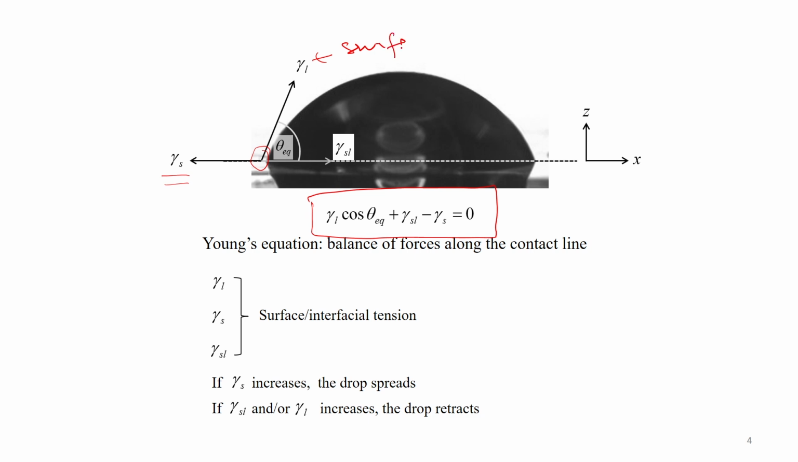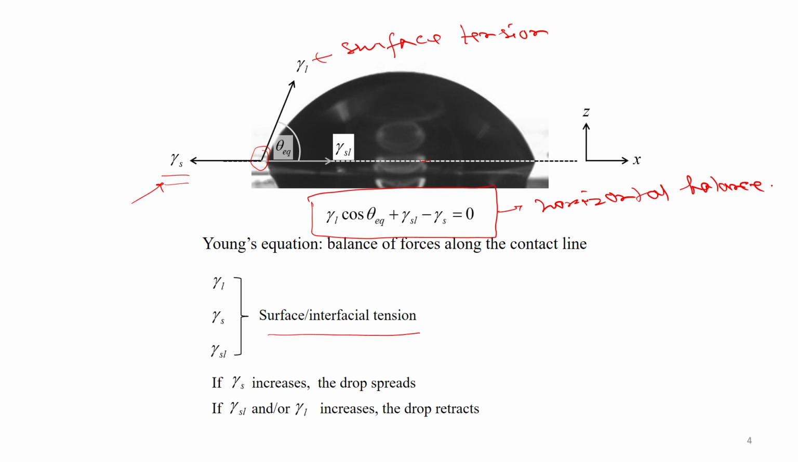So, when you do this force balance, I call it surface tension. Surface tension of liquid is gamma L, surface tension of solid is gamma S, and that of the interface is gamma SL. So, we graduate from interfacial and surface energy to surface and interfacial tension, and this is the horizontal component of the horizontal force balance. That is what we have here.